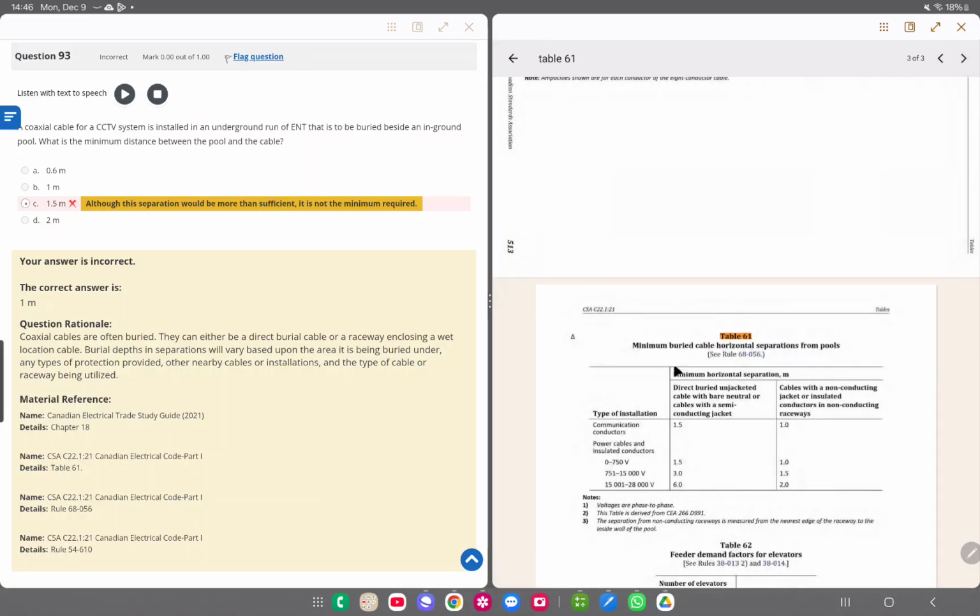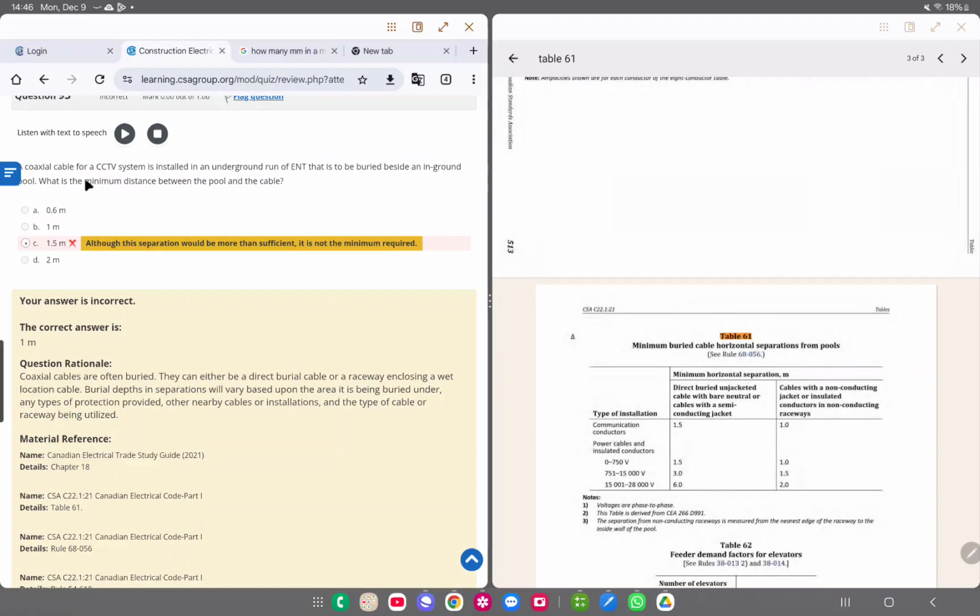So here we have Table 61, and it says cables with a non-conducting jacket or insulated conductors in non-conducting raceways for communication, minimum being 1. So that's how they got their answer, with the minimum distance between the pool and the cable being 1 meter.